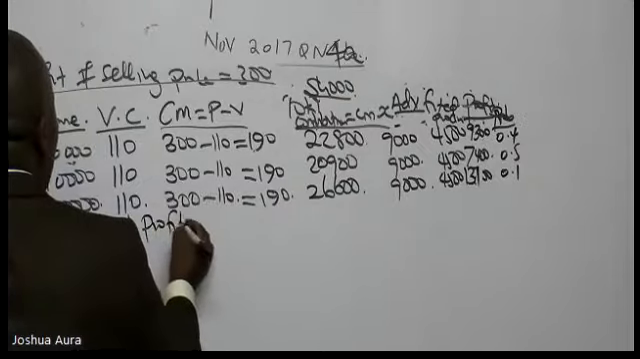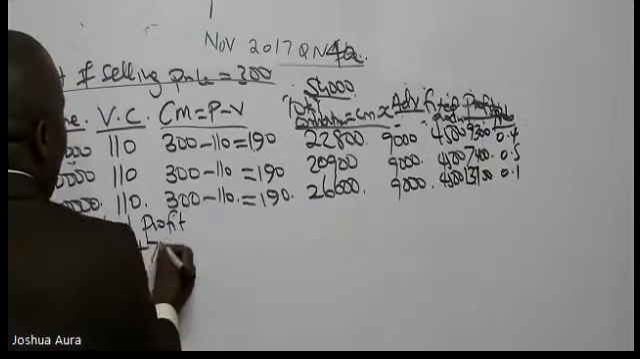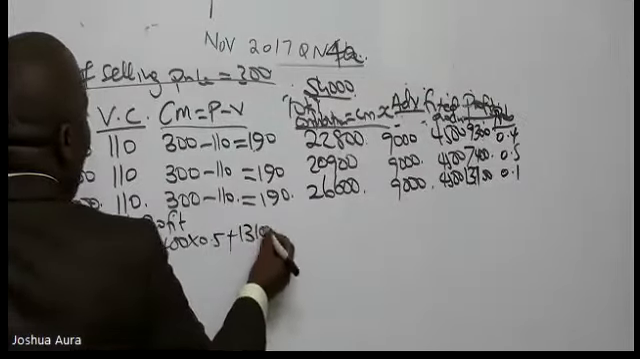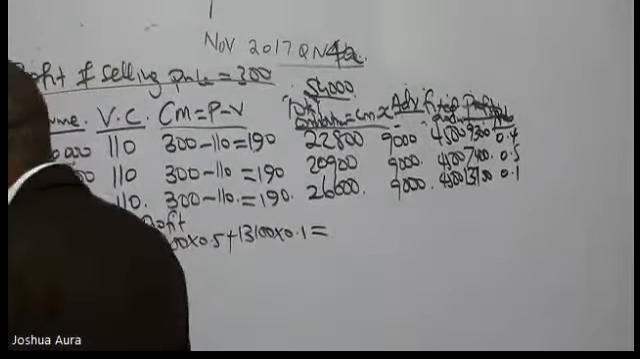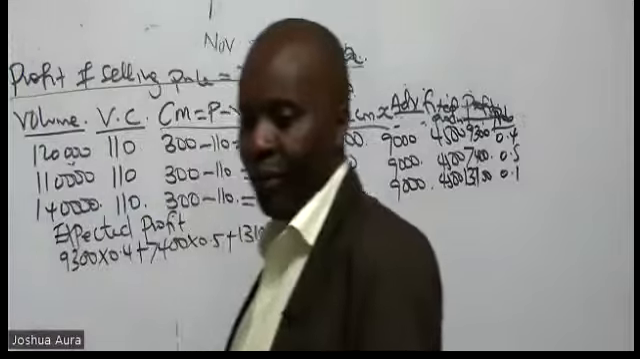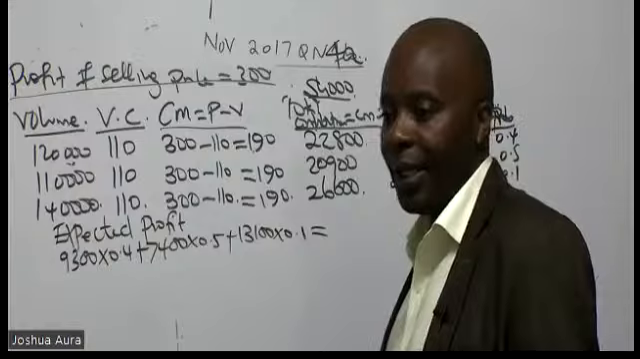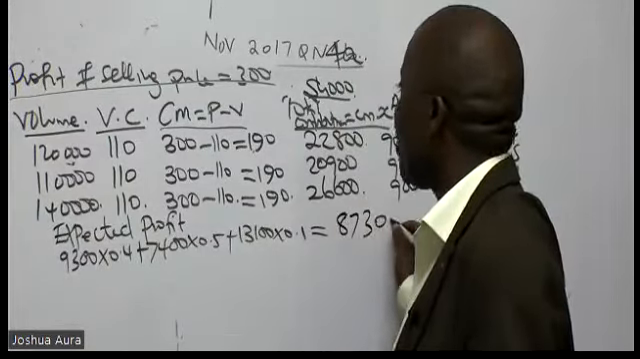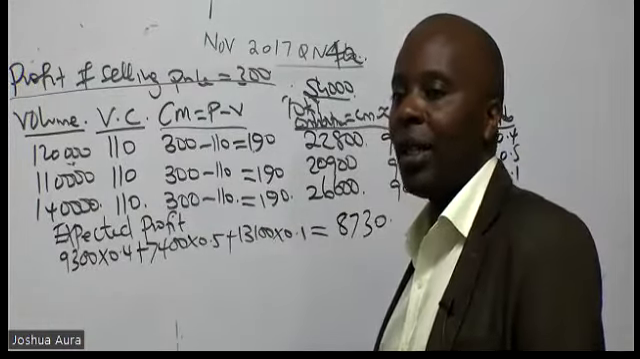profit. So the expected profit, what we have there: 9,300 times 0.4 plus 7,400 times 0.5 plus 13,100 times 0.1, like that, which will end up giving us what expected profit? Please help me out here. 87.30.